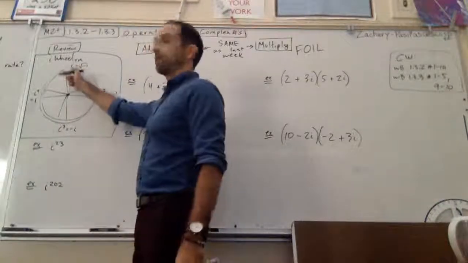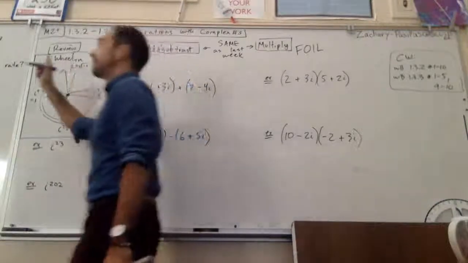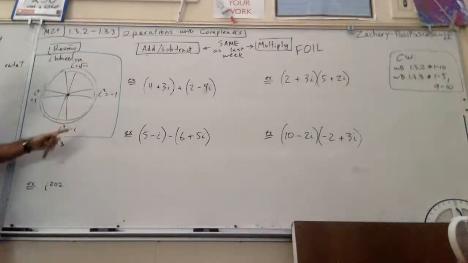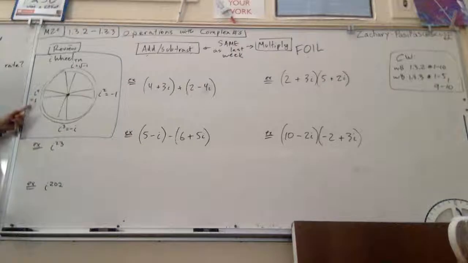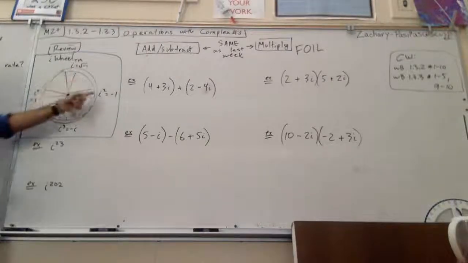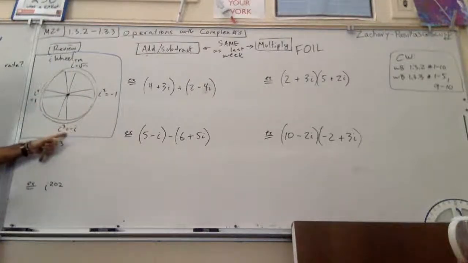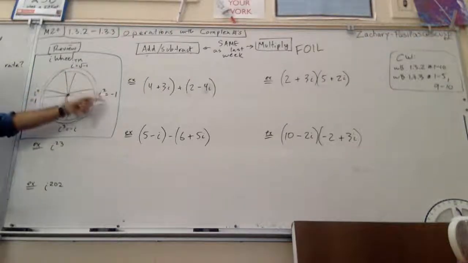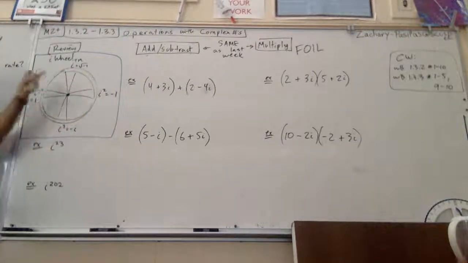Remember that if I have i to the first power, I have i, or root negative 1. i to the second is negative 1. i to the third is negative i. i to the fourth is 1. i to the fifth is the same as i. i to the sixth is negative 1. i to the seventh, negative i. i to the eighth, 1. i to the ninth, root negative 1. i to the 10th, 11th, 12th, it keeps going, right?